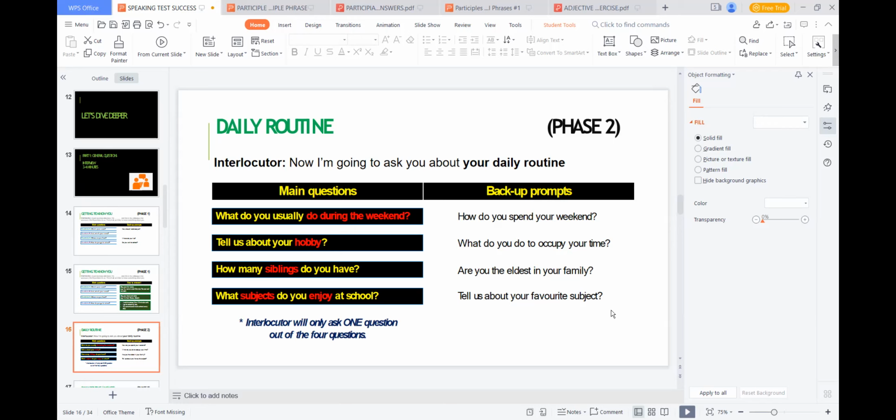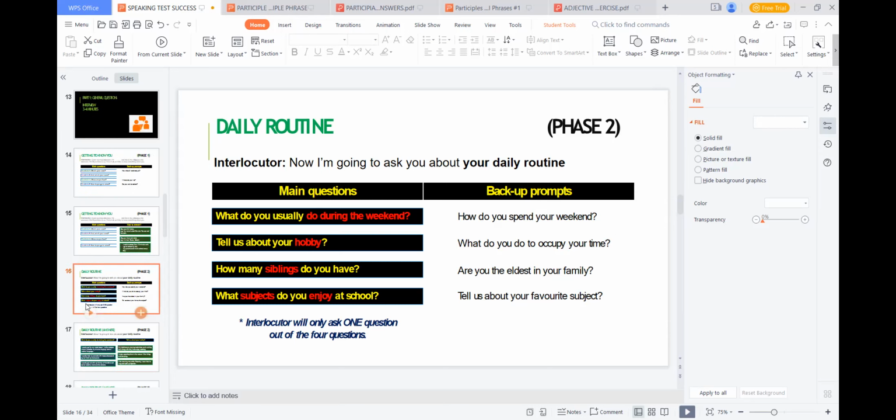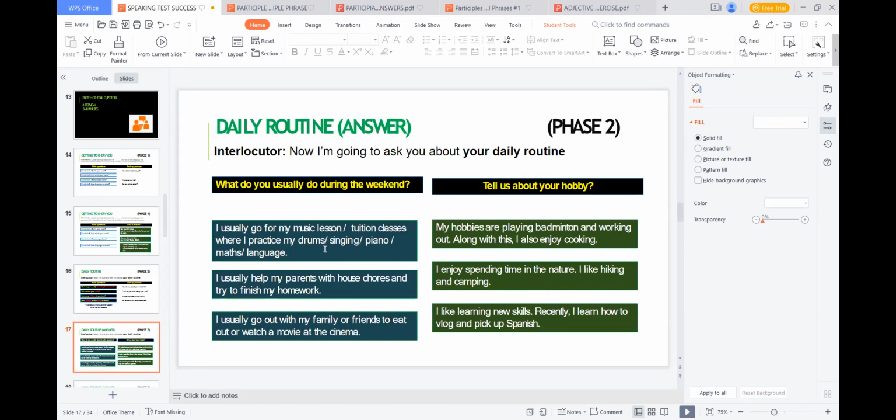All of this. All right. So, of course, favorite subject is not about daily routine, but it's more on your personal information about yourself. So, in this part, the interlocutor will actually start to guess your level by looking at how you answer those questions. Okay. Now, let's answer this.